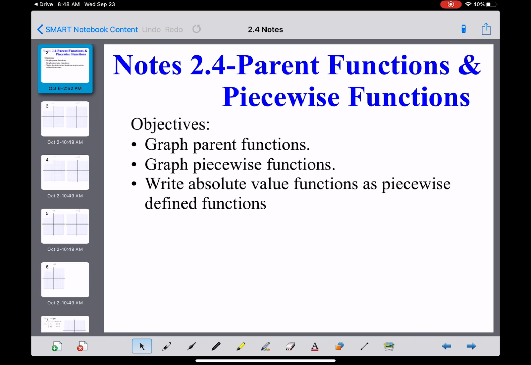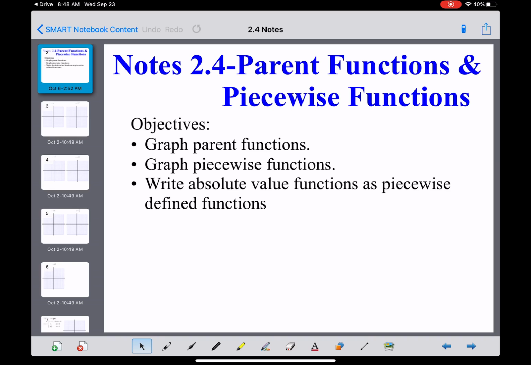We are going to talk about parent functions, which are going to be really important as we move forward in this chapter and this semester, and piecewise functions. So our objectives here are to be able to graph these parent functions and piecewise functions, and then to write absolute value functions as piecewise functions.